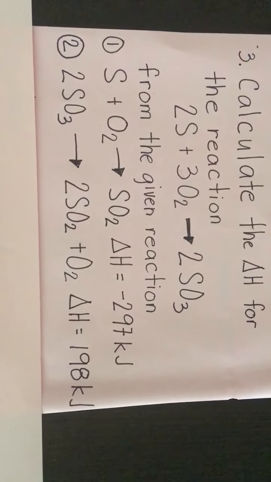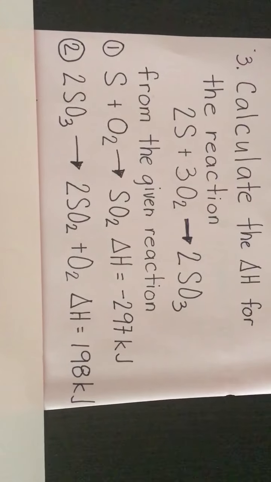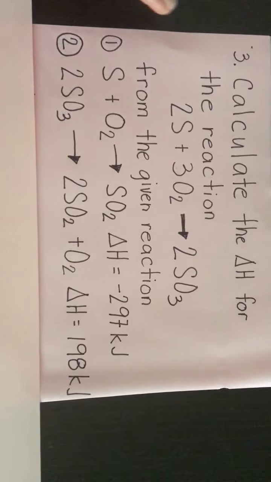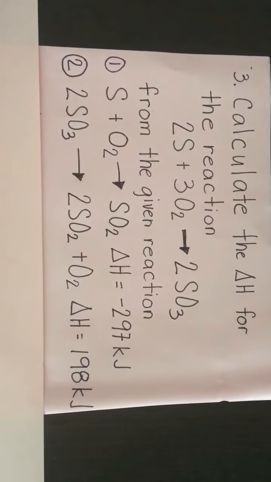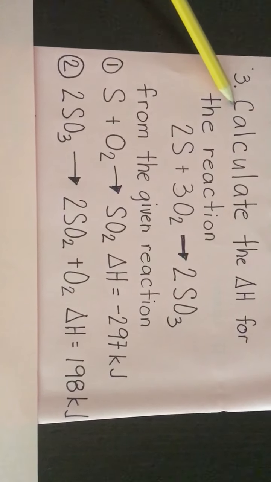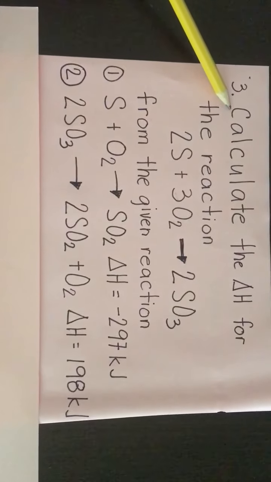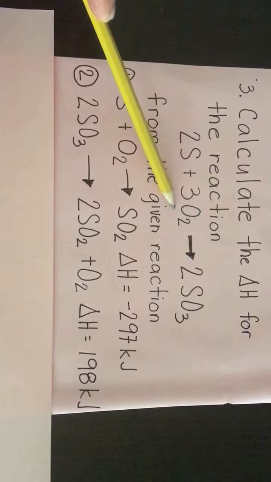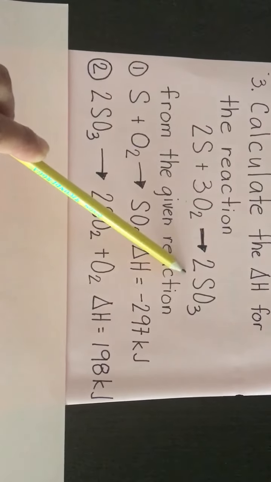Everyone, I am going to explain a sample problem from our Hess's Law practice problem number 3. It says calculate the delta H for the reaction 2S plus 3O2 to form 2SO3.